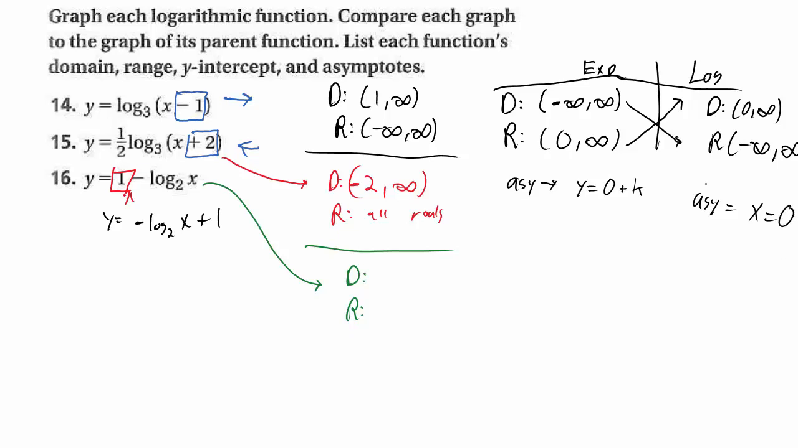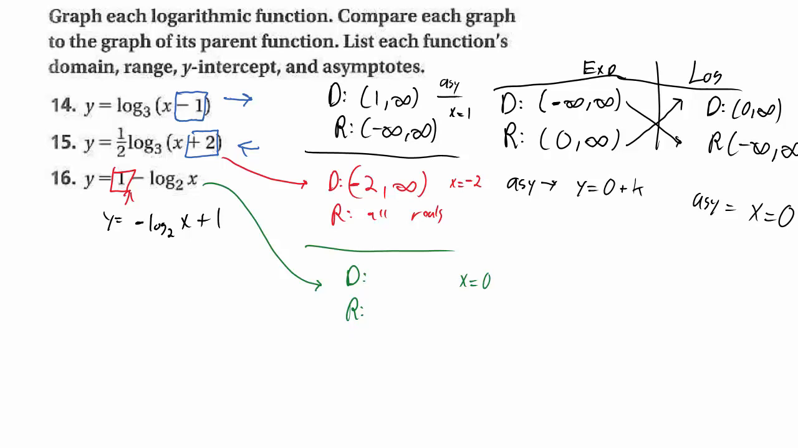So for this first one, your asymptote, I'm just abbreviating ASY for asymptote, is going to be x equals 1. For number 15, your asymptote is going to be at x equals negative 2. And then for number 16, we didn't mess with the domain at all, so it's going to stay at x equals 0.